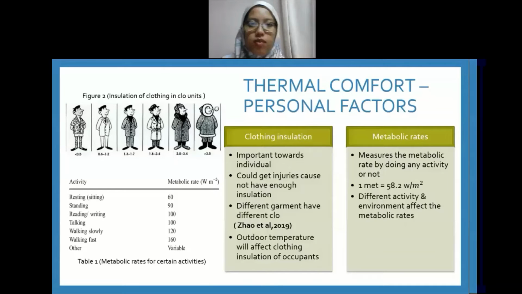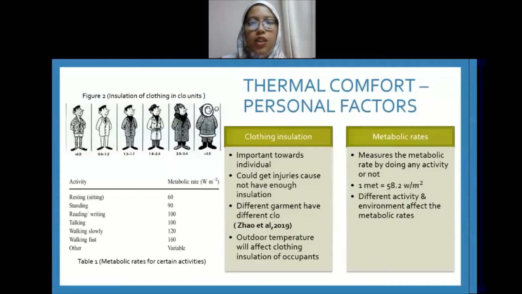There are two types of personal factors, which are clothing insulation and metabolic rate. Clothing insulation is very important towards an individual. It is because if you do not have enough insulation, it can cause an injury, such as frostbite or hypothermia. Different governments have different CLO according to ZAO 2019. As you can see in this figure 2, it shows the clothing with different values of CLO.